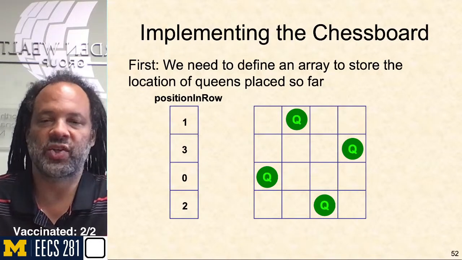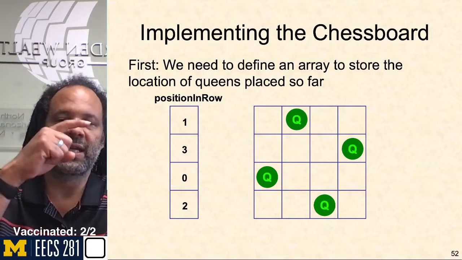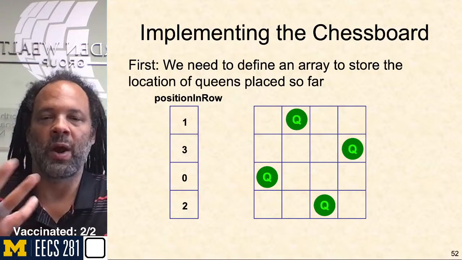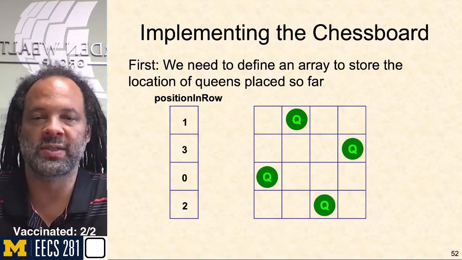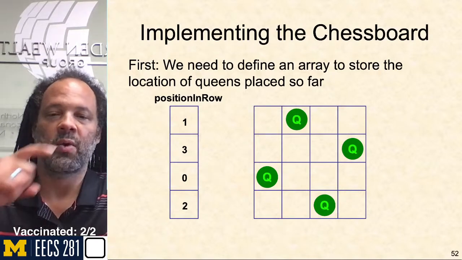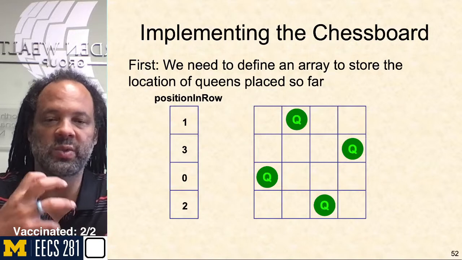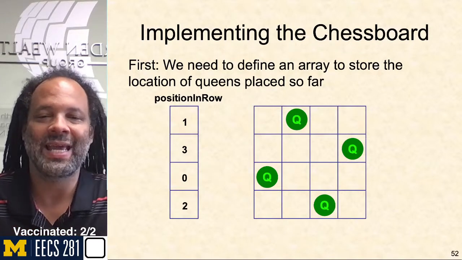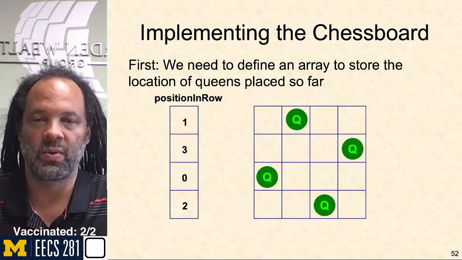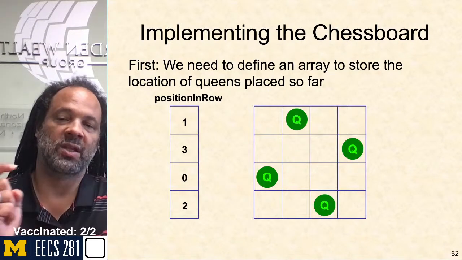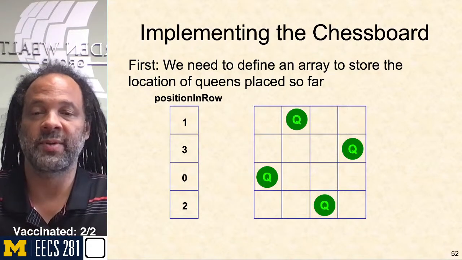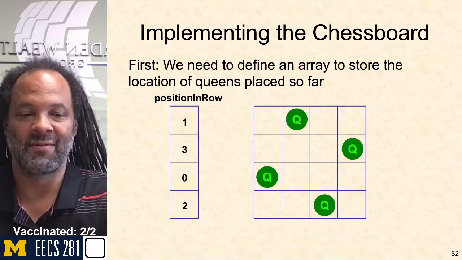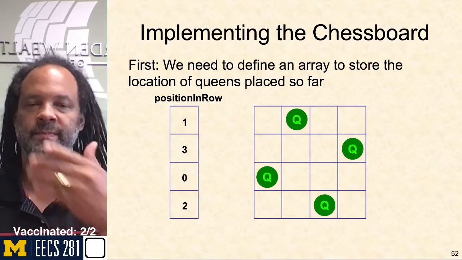So here's my first vector or array of things. I've got the position in each row. So in the 0th index of this, it tells me where the queen is in the first row, and it turns out it's in the first column. So 1, 3, 0, 2 shows the position of the queen in that particular row. That's what one of these does, and in the solution it's going to be called position in row. That's the name of the vector.